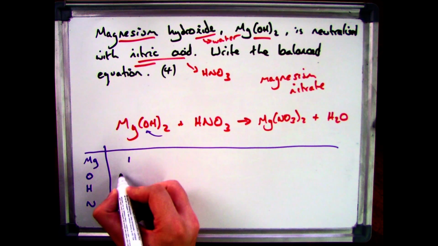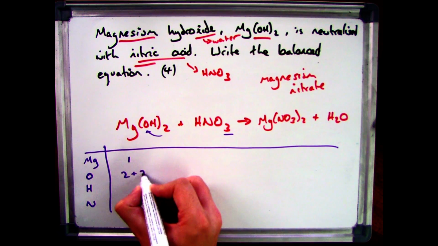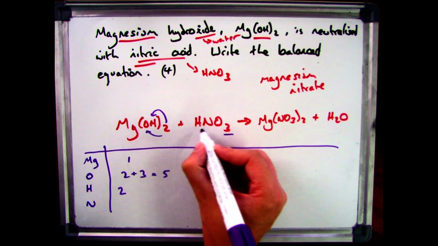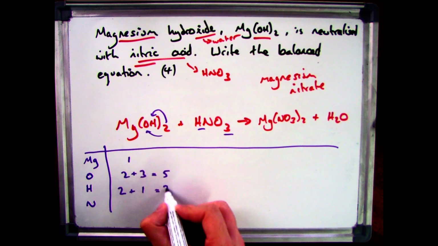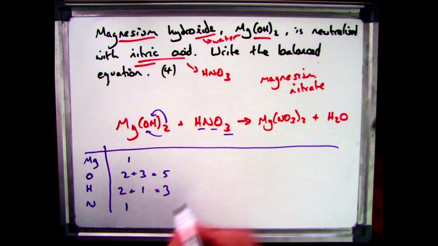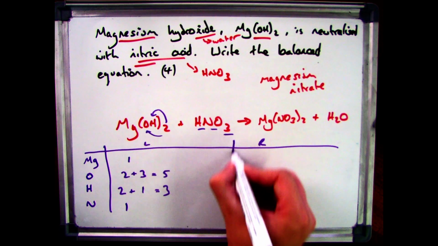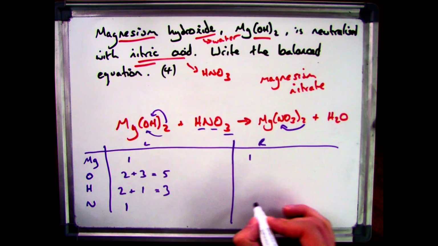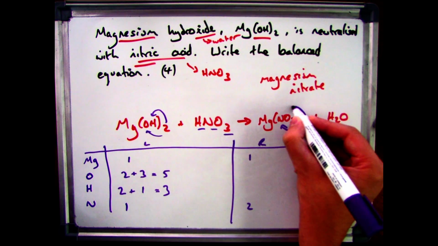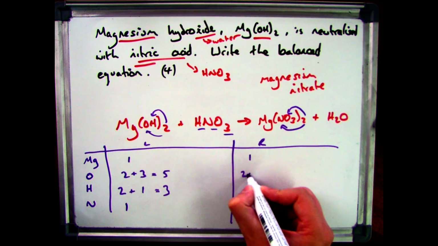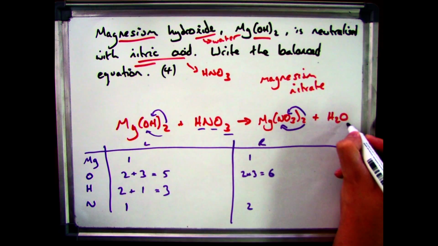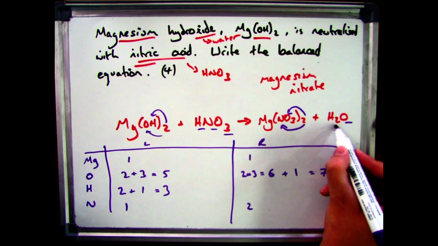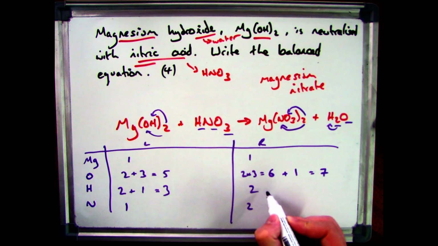So I have 1 magnesium, 2 oxygens in my magnesium hydroxide and 3 in my nitric acid, so 5 in total. I've got 2 hydrogens in my magnesium hydroxide and 1 in my nitric acid with 3 in total, and then I've got 1 nitrogen. On the right hand side I have 1 magnesium again, I have 2 nitrogens, I have 2 times 3, which is 6 oxygens, and then 1 extra in my water over here, so that gives me 7 in total, and then my hydrogens I just have the 2.